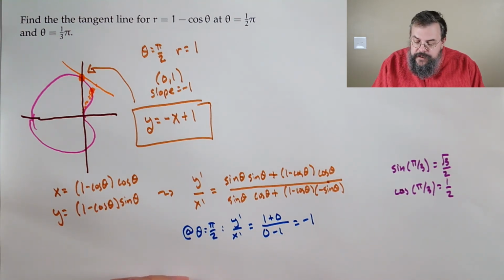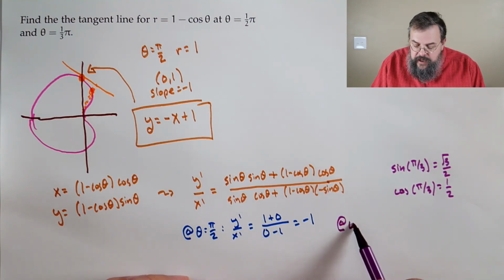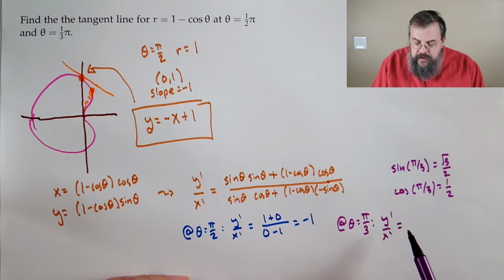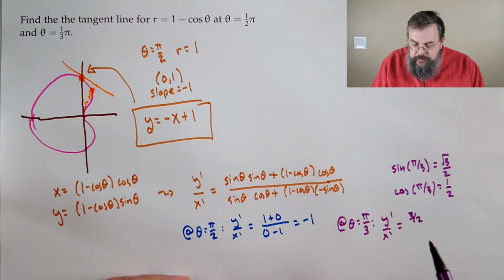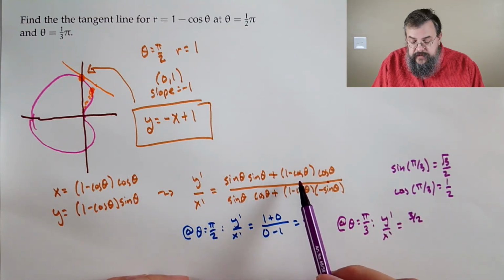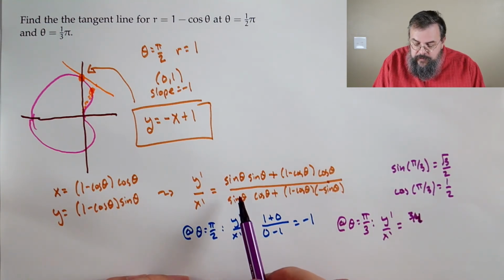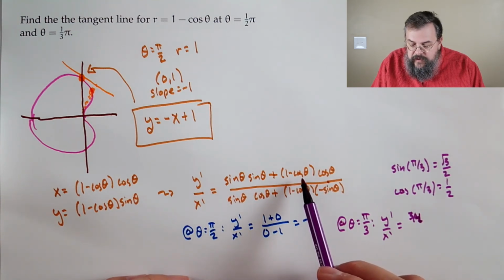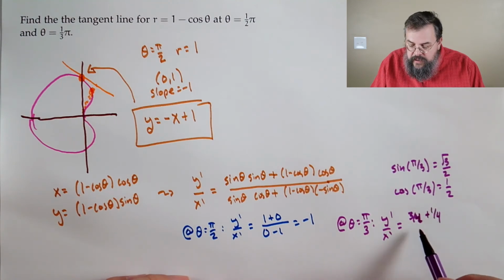All right, now we're just going to be patient and work our way through. So at theta equals pi over 3, we get y prime over x prime. Well, root 3 over 2 times root 3 over 2 is 3 over 2. 1 minus a half. Oops, 3 over 4. I'm sorry about that, right? Root 3 over 2 times root 3 over 2, 3 over 4. 1 minus a half is a half times a half. So that'll be 1 over 4. Okay, great. Nice answer upstairs.